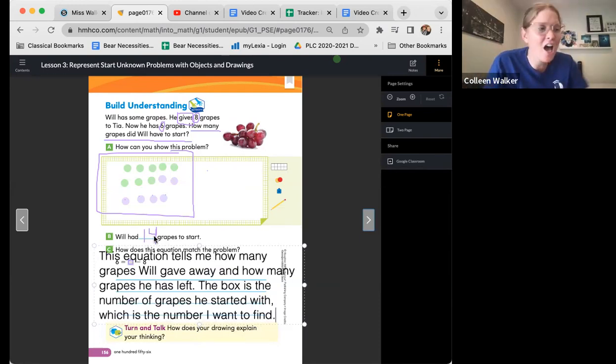Time for a turn and talk. Oh, here comes Monkey. Hi, Monkey. So the turn and talk is, how does your drawing explain your thinking? So I know, Monkey, you helped us with this drawing. How does this drawing explain your thinking?